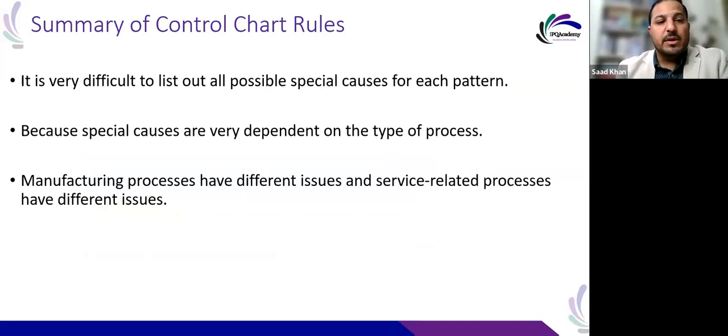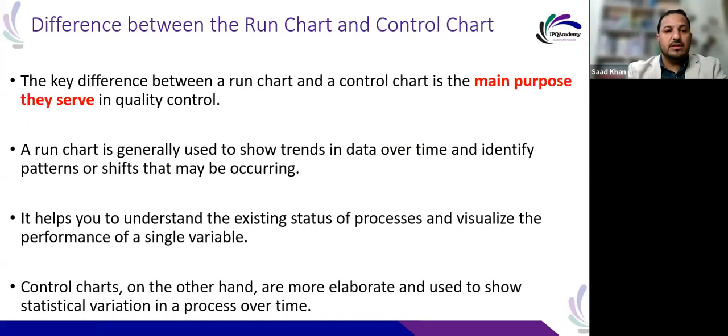Now, summary of control charts. It's very difficult to actually list out all the possible causes. So you have to understand each single process and pattern, what is happening, why it is happening, what the trends are, what this trend tells you, and what the special causes are which affect or depend on these types of processes. And there are different kinds of tools we use for different processes. So you need to identify which one is related to which.